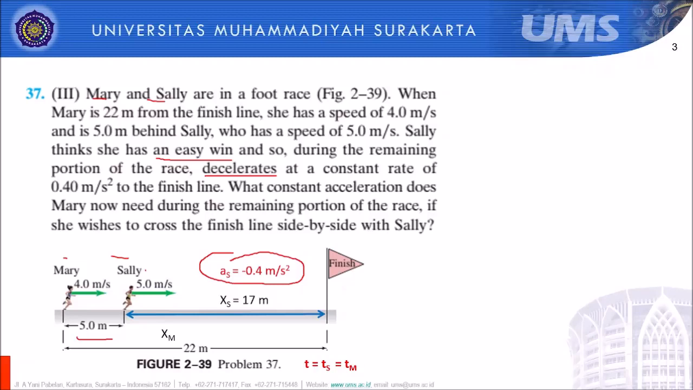This is the position of Shelley. When we measure from the finish line, the position of Shelley is 17, right? Because 22 minus 5, yeah? 22 minus 5. The position of Mary is 22 from the finish line. So now we have complete data for Shelley, not for Mary.